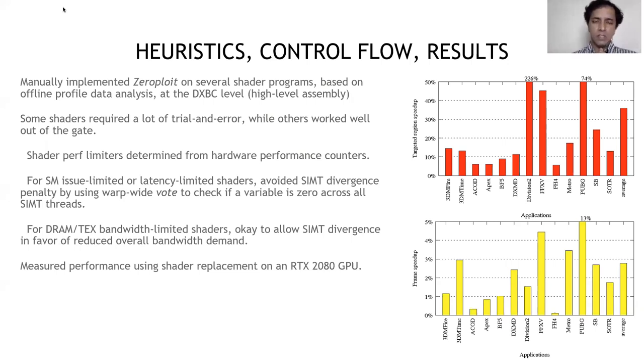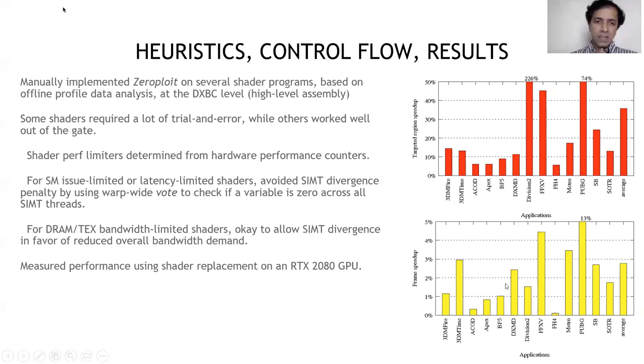One interesting thing that we noticed was there was a category of shaders which suffered from high SMT divergence penalties. They were very sensitive to SMT divergence penalties due to the versioning branch that we introduced. So in those cases, we had to introduce an explicit vote instruction to make sure that we branch only when all the threads of a SMT warp are in agreement. But there were other cases, namely texture or memory bandwidth limited cases, where introducing SMT divergence did not really hurt performance, but actually the savings in memory accesses in the specialized path, even if it was in a divergent code path, actually helped performance. So developers or compiler writers should be aware of this distinction.